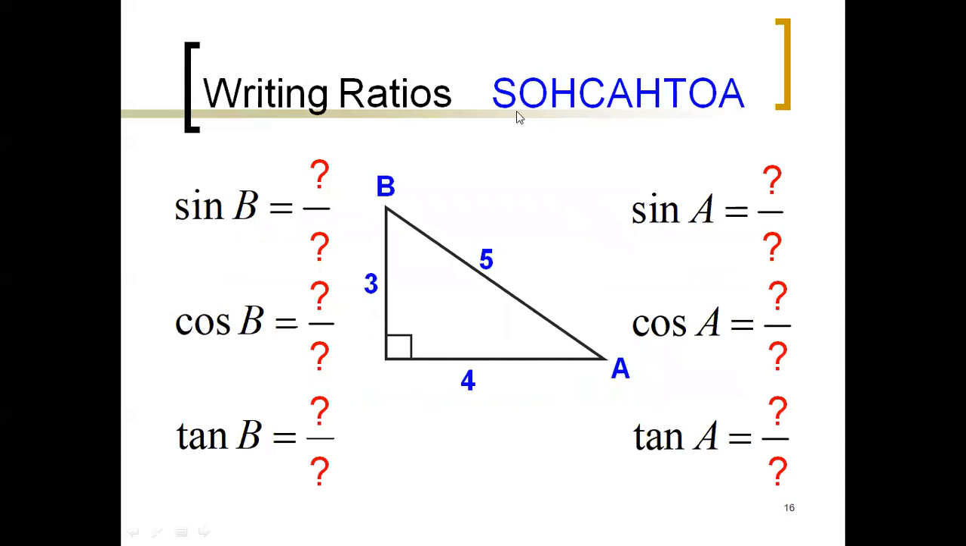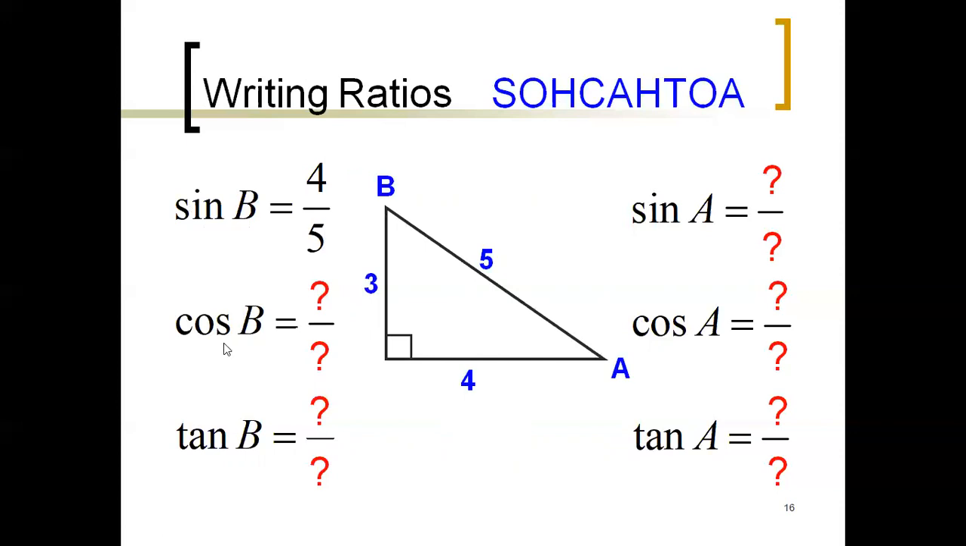Example number 1, writing ratios in a right triangle. If you are asked to find sin B, cos B, and tan B with respect to this figure, we will have sin B is opposite over hypotenuse. This is the angle B. The opposite of angle B is 4. So you will have 4 over the length of the hypotenuse of this right triangle, which is 5. Therefore, sin B equals 4 over 5.